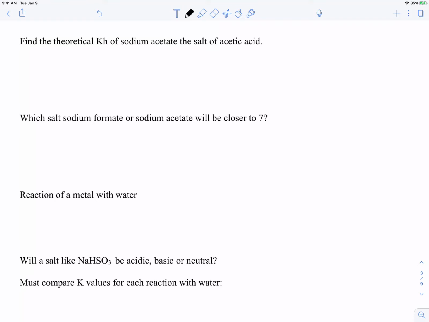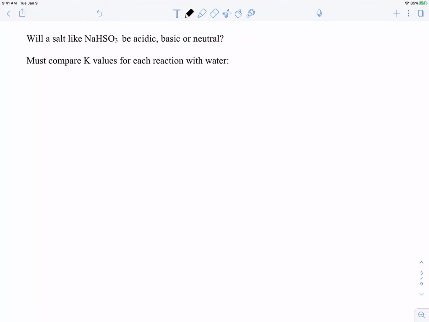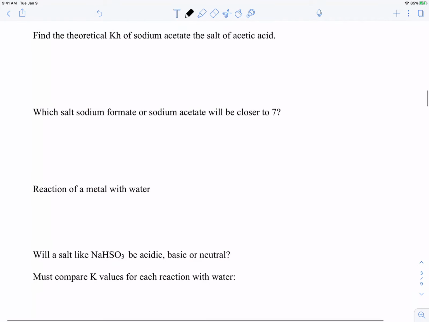In this video, we're going to go a little deeper into hydrolysis. And we're going to compare the hydrolysis of salts of two different weak acids. We're going to look at how a metal ion, cation, reacts with water. And then we're going to look at a case where maybe an ion can become acidic or basic, and how do we know the difference? So first, we're going to compare the hydrolysis of acetic acid to formic acid, which we've already looked at.